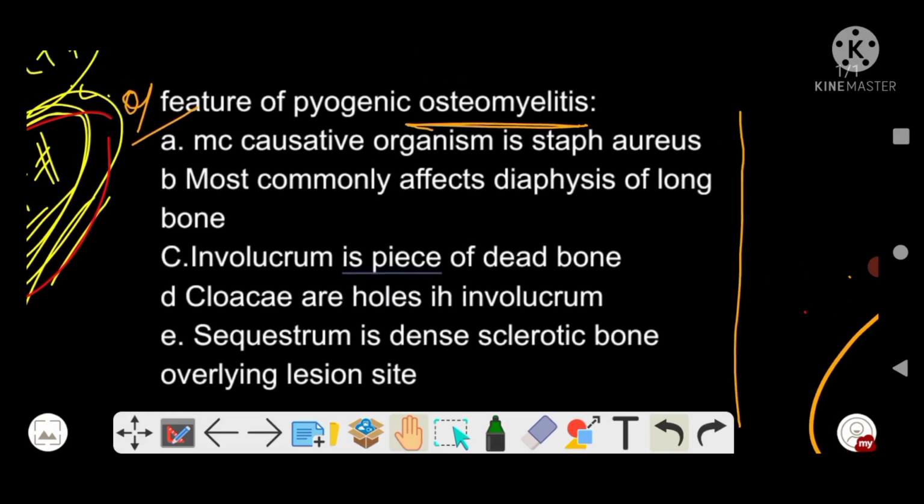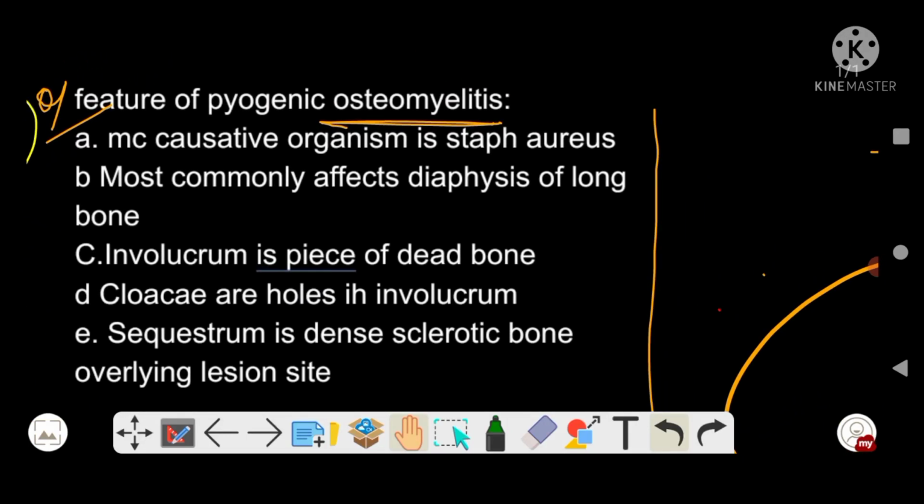Okay, so this was your question, the features of pathogenic osteomyelitis. So here the first they asked is most common causes of organism Staph aureus. Of course, this is Staph aureus. We just saw that it is Staph aureus only. Okay, and then they asked most commonly affects diaphysis.